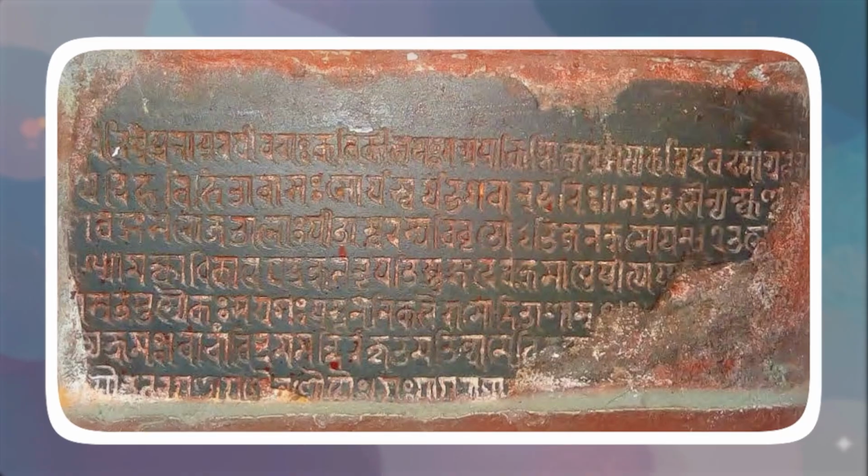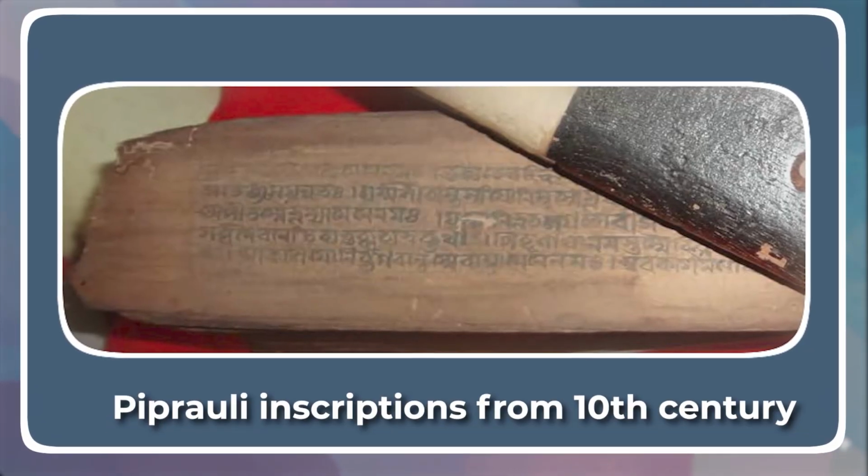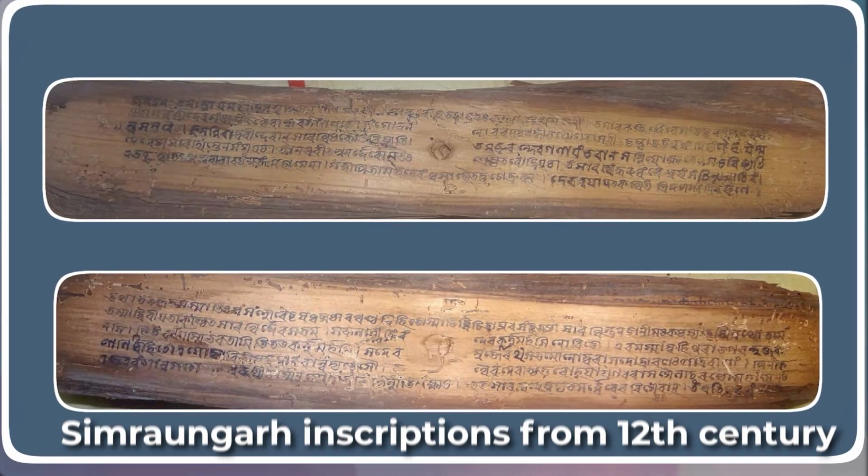Mithilakshar has been used to write Maithili and Sanskrit text in the region of Mithila. As is evident from the various manuscripts such as the Sahodra inscriptions of the 8th century, Pipiroli inscriptions from the 10th century, Simrongrad inscriptions from the 12th century, and so on, Mithilakshar has been in use for a long period of time. The scholarly treatises and granthas or books written in Mithilakshar abound across the region.